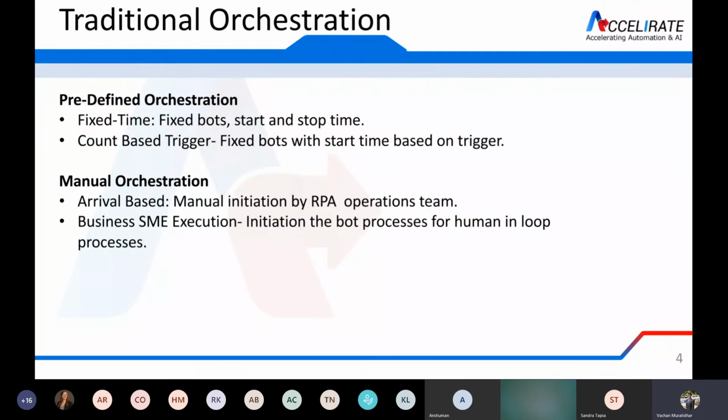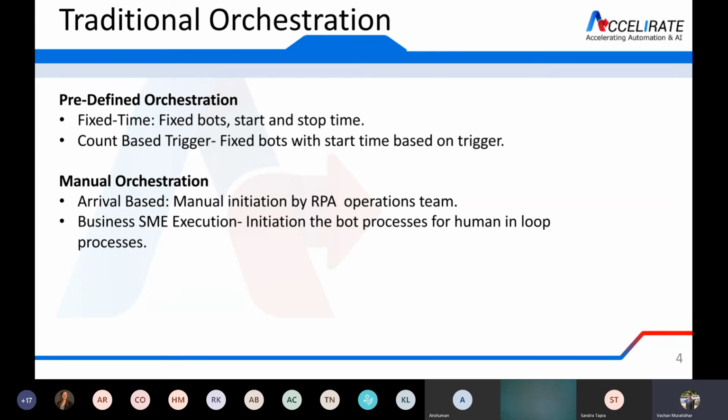The traditional orchestration is without the bot scheduler, without our application. This is how the transactions are executed in the orchestrator. There are broadly two types: one is predefined orchestration, and the second is manual orchestration. In predefined orchestration, they configure the parameters I mentioned in the previous slide in the orchestrator, and the bots will consider those parameters for their operations.